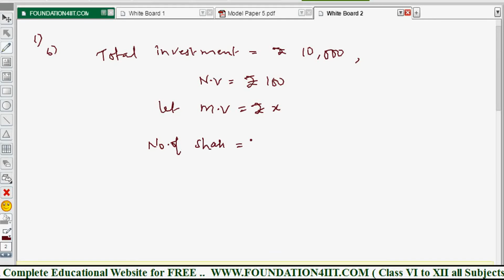We know that number of shares is equal to total investment by market value. That is 10,000 by X. This is the number of shares. And the dividend is given in the question. So dividend is equal to 10%.